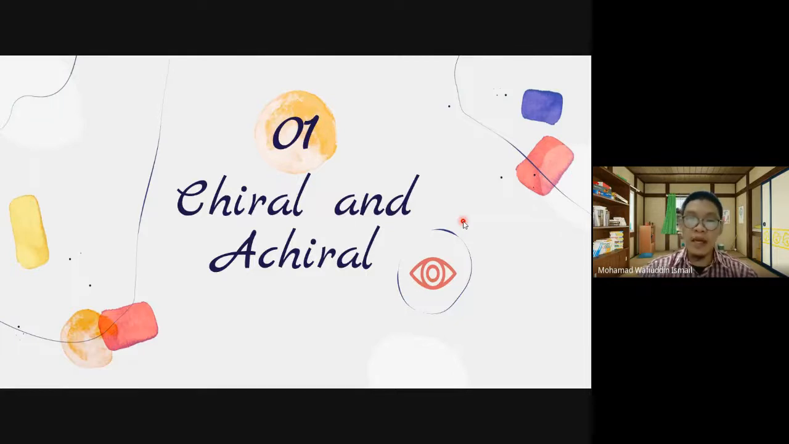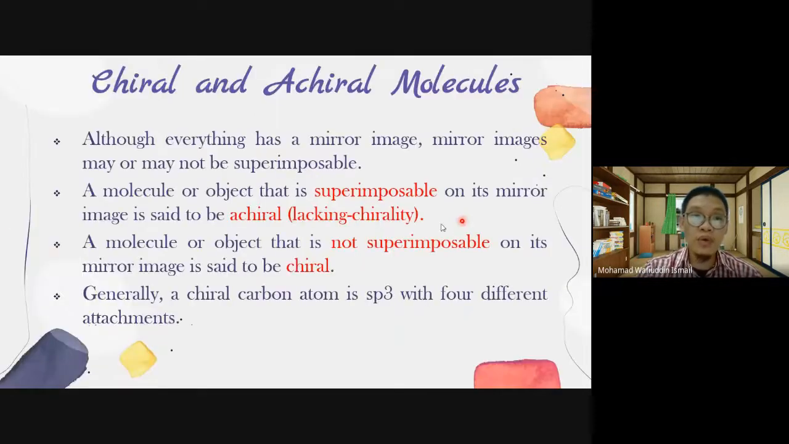First, we look at chiral and achiral, which means the most important part in stereoisomers is chiral and achiral compounds. So this is some introduction for you to understand what is chiral and achiral molecules. Although everything has a mirror image, it may or may not be superimposable. A molecule or object that is superimposable on its mirror image is said to be achiral. A molecule or object that is not superimposable on its mirror image is said to be chiral.